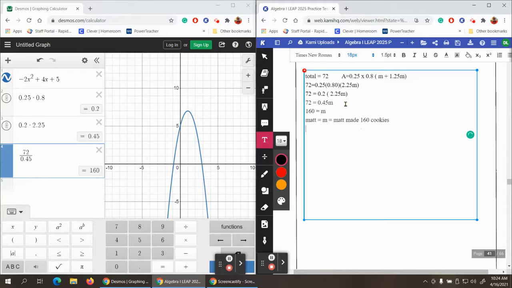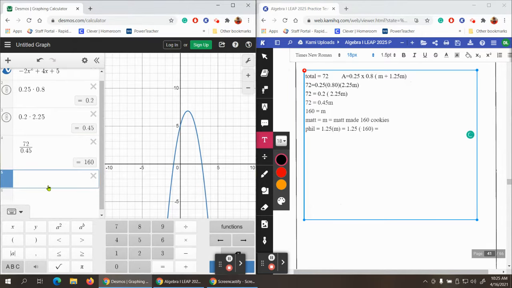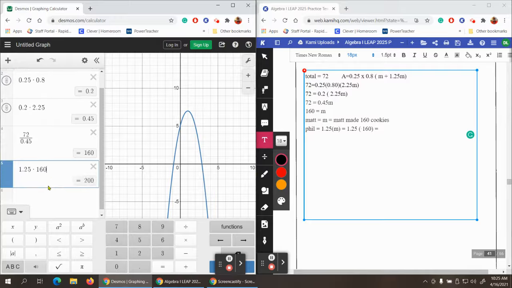All right. And so now we have to do Phil. What did Phil equal? He was 1.25 of Matt's, which is 1.25 of 160. And what does that equal? We have 1.25 times 160, and that is 200. So Phil made 200 cookies. All right, there you go on that one. That's how you do that one.